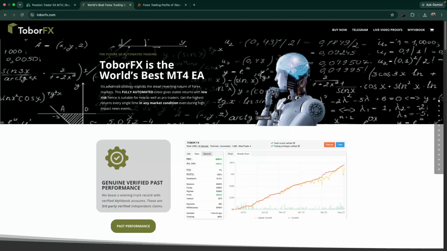Now, my verdict for the ToborFX is that it's a straightforward mean reversion expert advisor with decent live track records on the public signals. It can suit patient traders who accept 15 to 25% drawdowns and traders who can run it on quality brokers. Avoid it if you need very low drawdown. And if you hate waiting through quiet or losing periods, or if you trade with high spread accounts, you should also probably avoid this expert advisor.